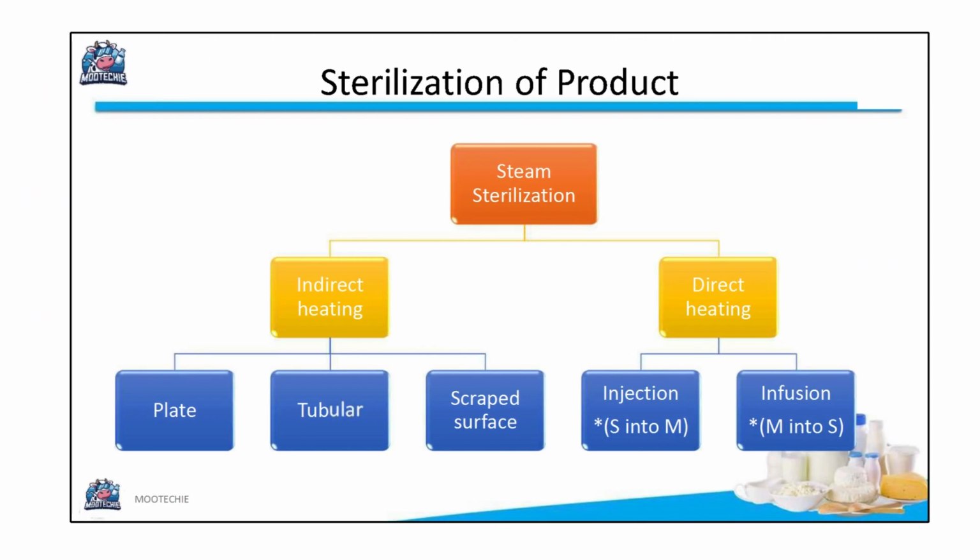The sterilization of the product is commonly achieved using steam in heat exchangers. This can be done through indirect heating methods using equipment like plate, tubular, or scraped surface heat exchangers. Or it can be done through direct heating methods where steam is injected into the product or the product is infused into a chamber of steam.